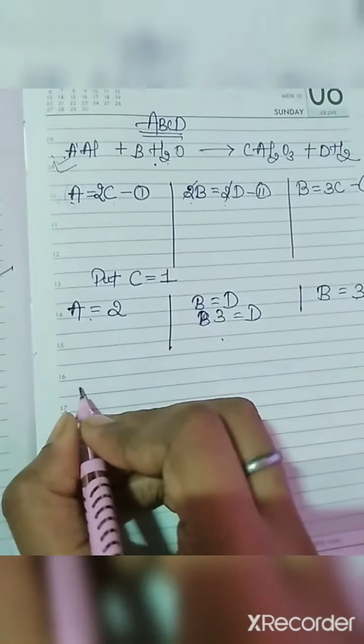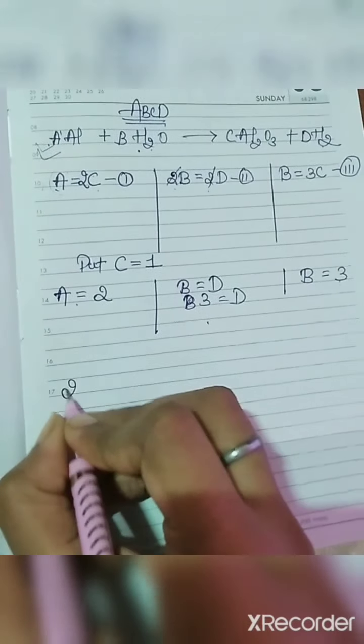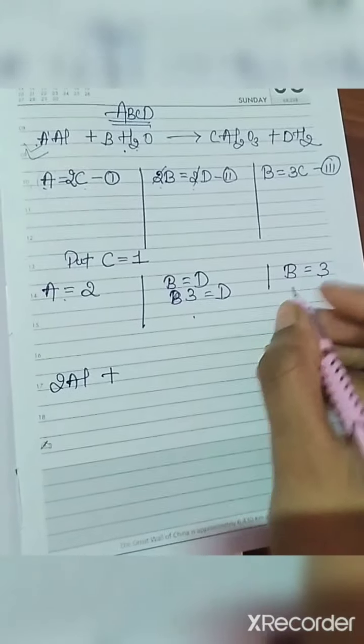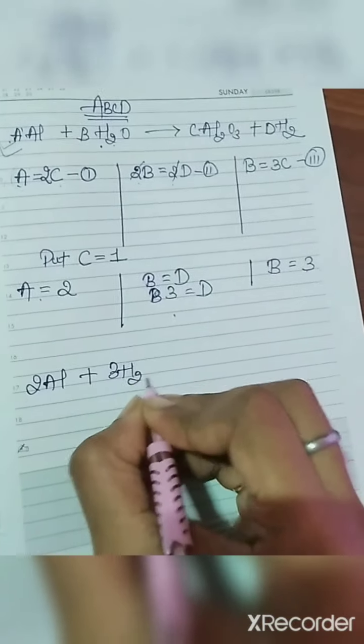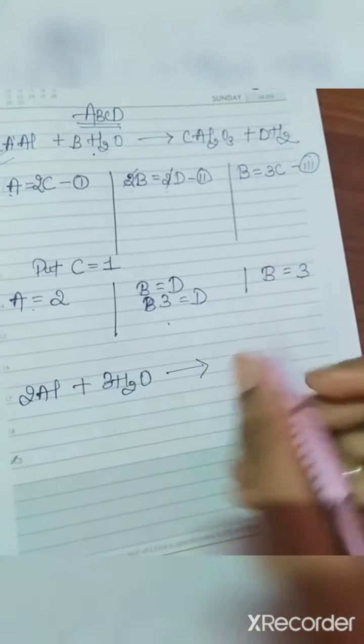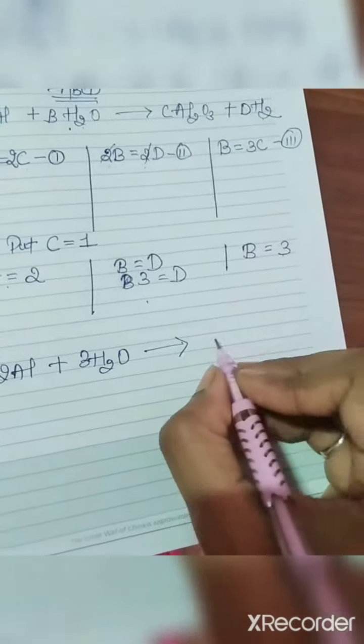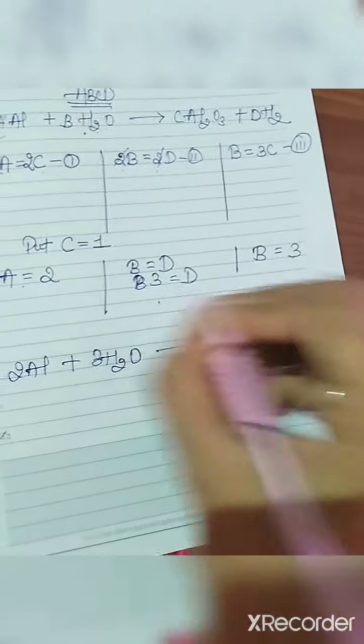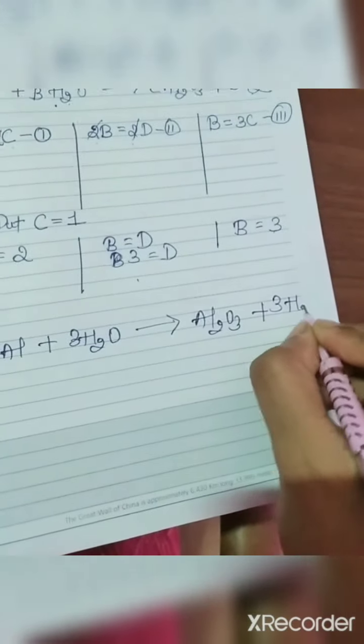Now put every value in the equation. A is 2, so we write 2Al plus, what is the value of B? We have 3, so 3H2O gives C. What is the value of C? That is 1, so we write Al2O3. What is the value of D? It is 3. We write 3H2.